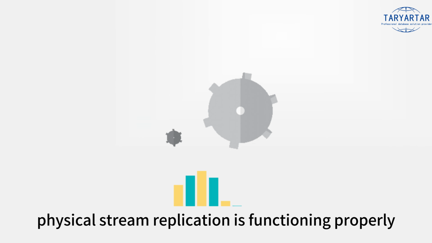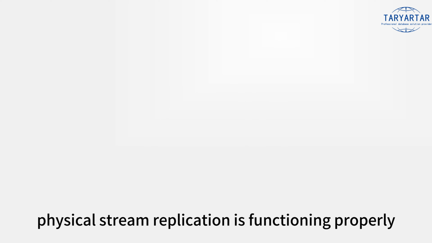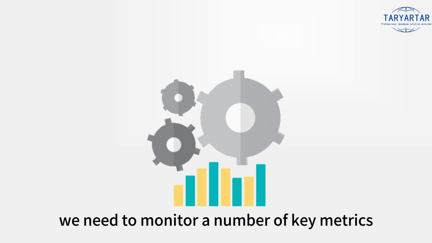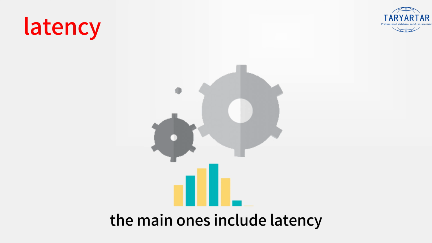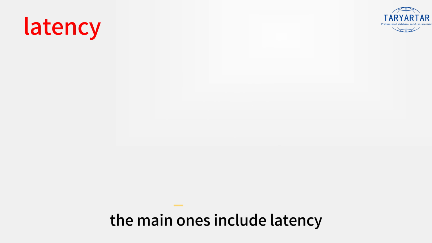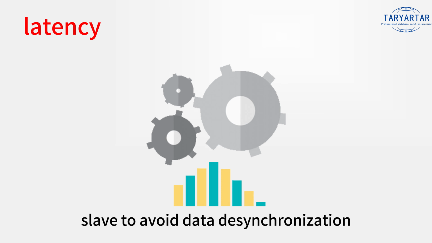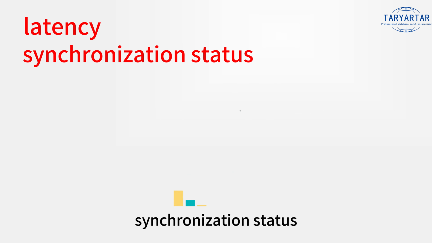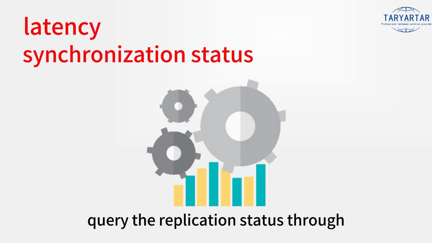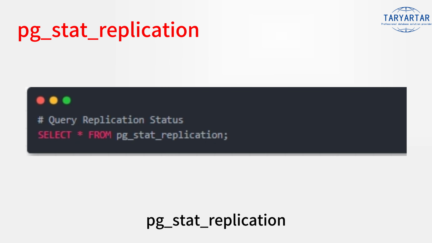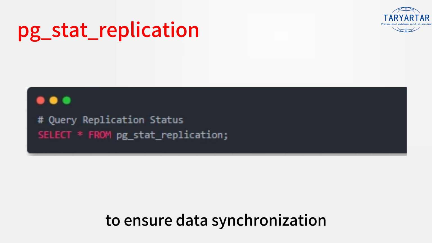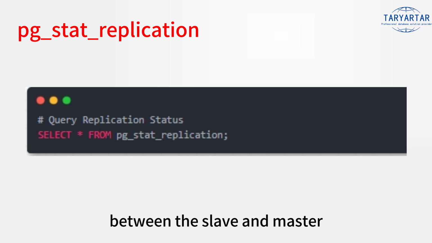To ensure that physical streaming replication is functioning properly, we need to monitor a number of key metrics. The main ones include latency. Check the latency between the master and slave to avoid data desynchronization. Synchronization status. Query the replication status through pg_stat_replication to ensure data synchronization between the slave and master.